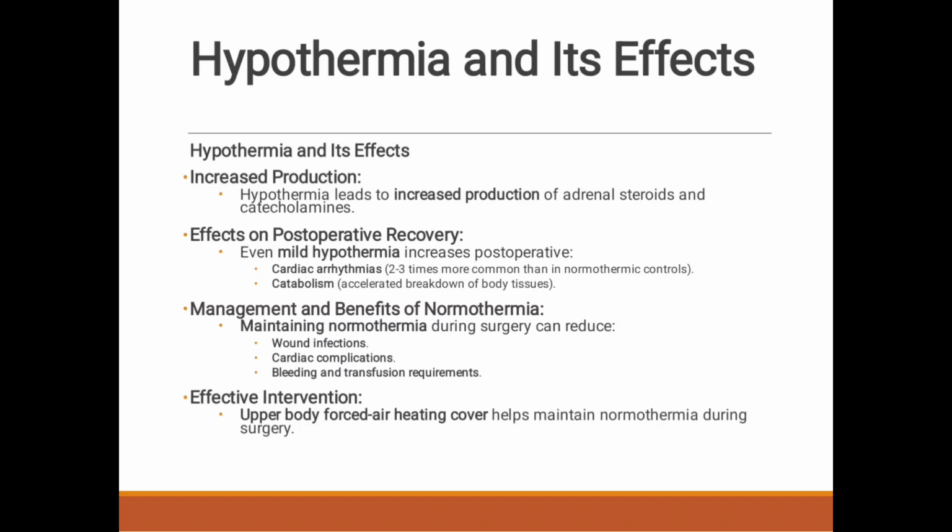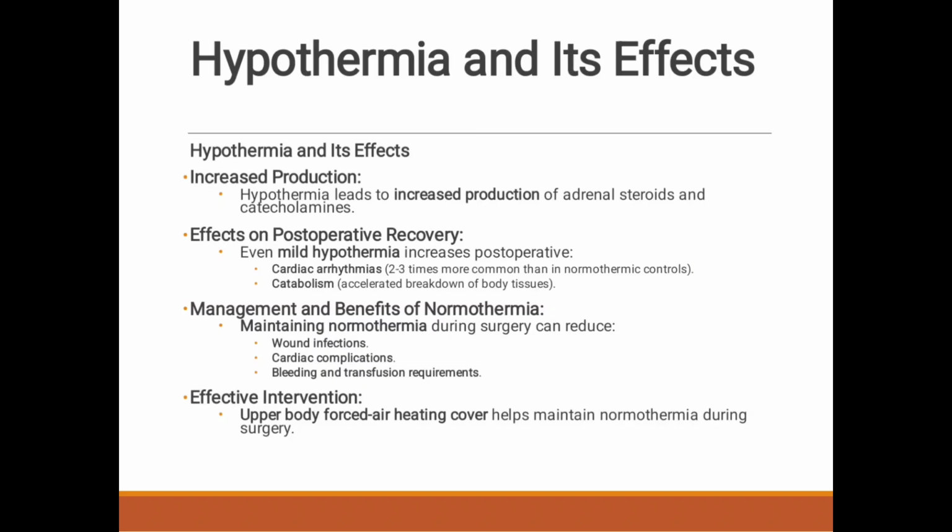Another important factor is hypothermia. Hypothermia, when it happens during injury, leads to increased production of adrenal steroids, and we already know what steroids are capable of doing during an inflammatory stage. Even mild hypothermia can increase the risk of cardiac arrhythmias and accelerated breakdown of the body tissues. Why there's so much fuss about hypothermia and maintaining normal body temperature during surgery is that we have seen that maintaining normothermia during surgery can reduce the wound infection, it will reduce the surgical site infection rate, it will reduce the cardiac complications, and also it will reduce the requirement of bleeding and blood transfusion.